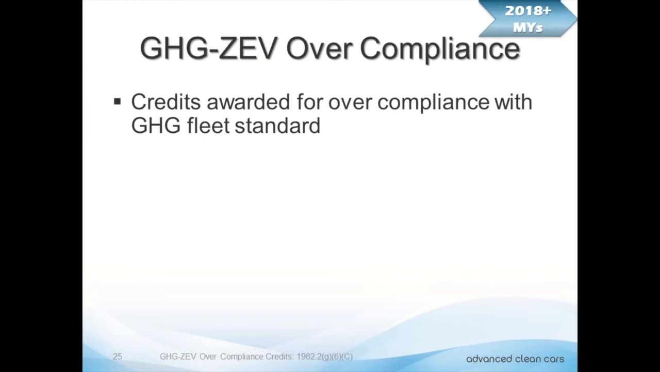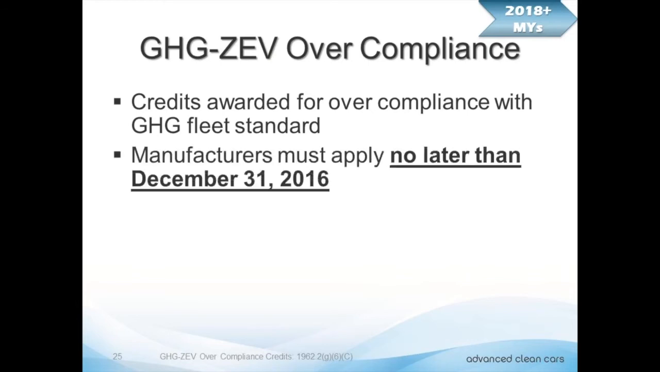GHG ZEV overcompliance is designed to reward manufacturers that consistently comply with their fleet average GHG standard. Manufacturers must submit notification in writing to ARB's executive officer by no later than December 31, 2016, if they wish to earn these credits. In order to become eligible for GHG ZEV overcompliance credits, a manufacturer must meet three preconditions.